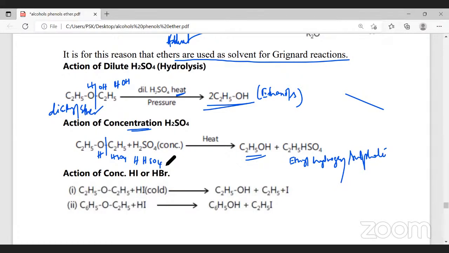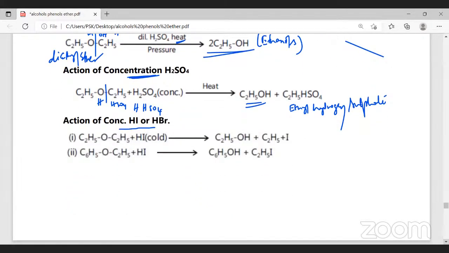Just see the condition. The reaction is the same. The reactants are the same. But here it is dilute sulfuric acid. Here it is concentrated sulfuric acid. If we have dilute sulfuric acid, it undergoes hydrolysis. And with concentrated sulfuric acid, we get a mixture of alcohol and ethyl hydrogen sulfate. The next reaction is action of concentrated HI or HBr. Concentrated HI or HBr. This is important.